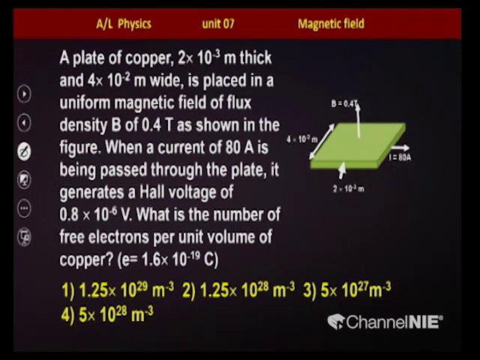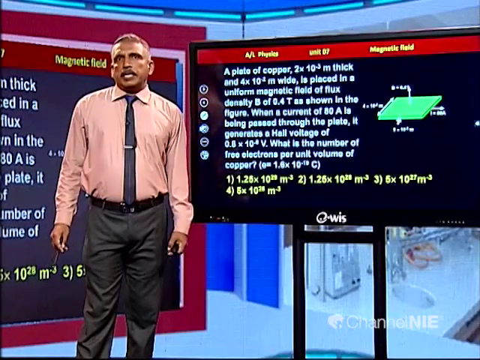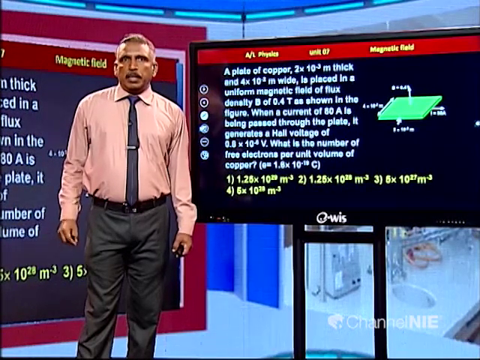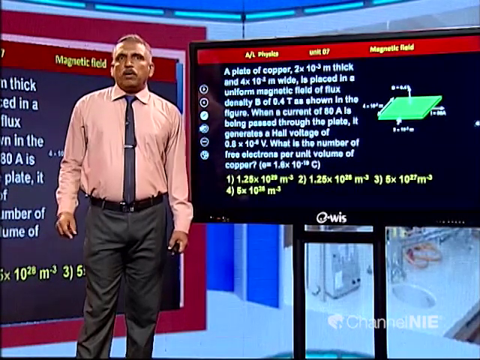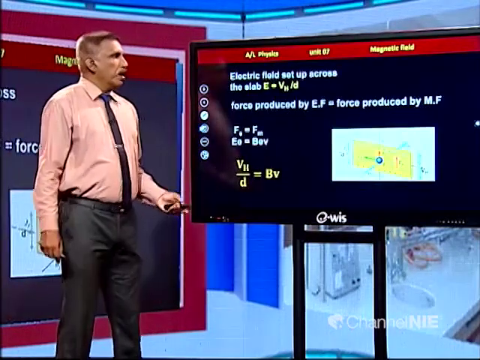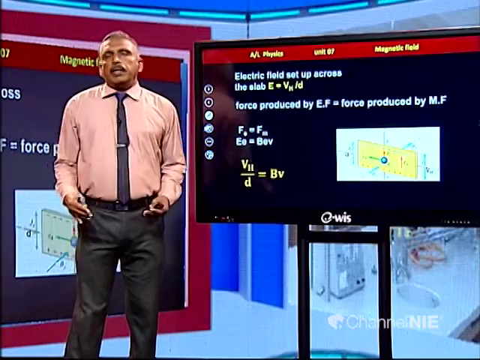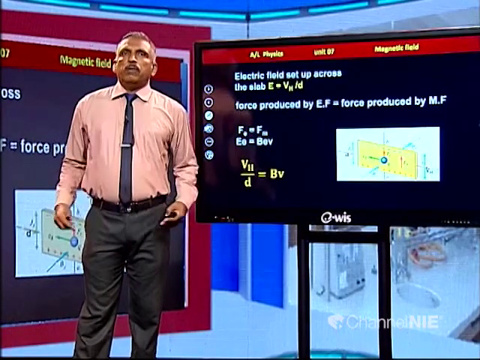E is equal to 1.6 into 10 to the power minus 19 coulomb. So, this sum is on Hall effect and charges which interact with electricity. So, I again remind you the Hall effect theory. So, let us first see the Hall effect theory.